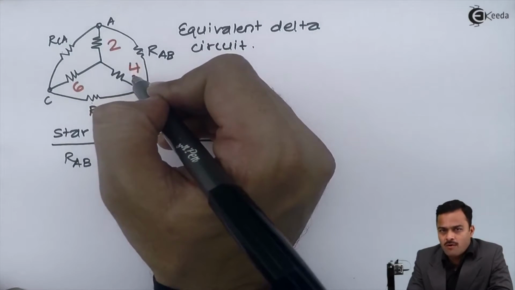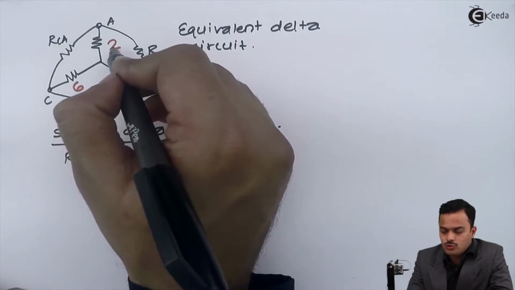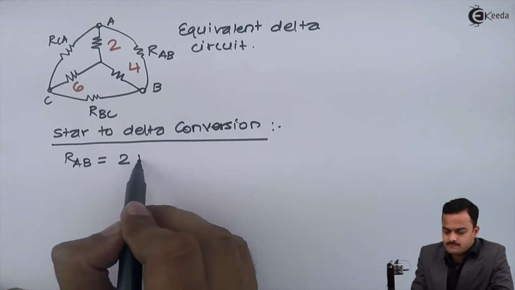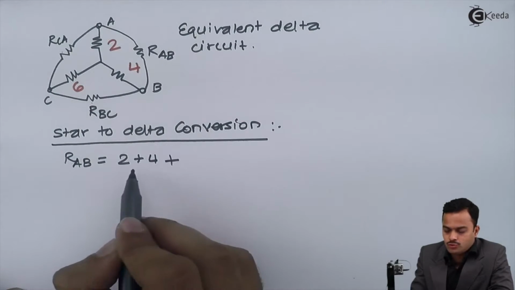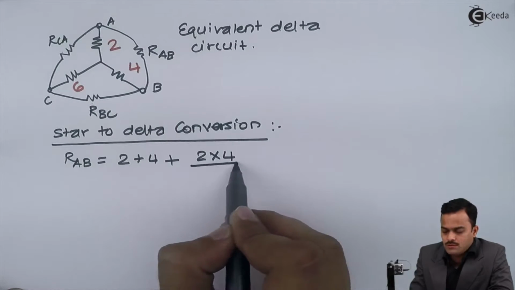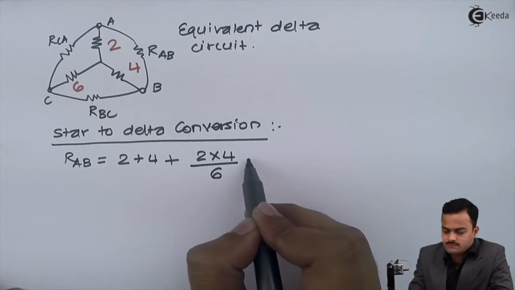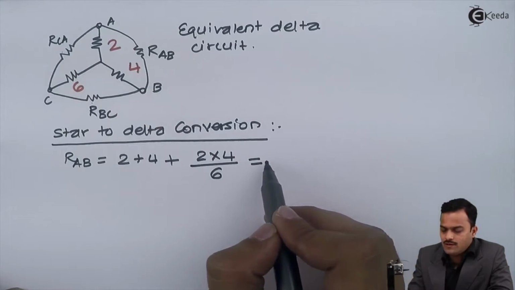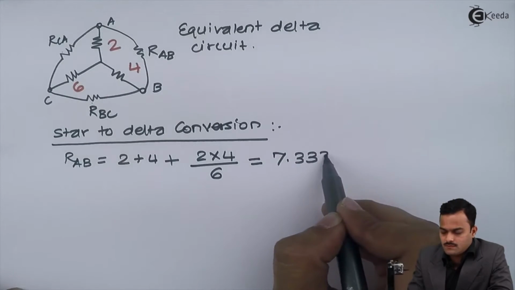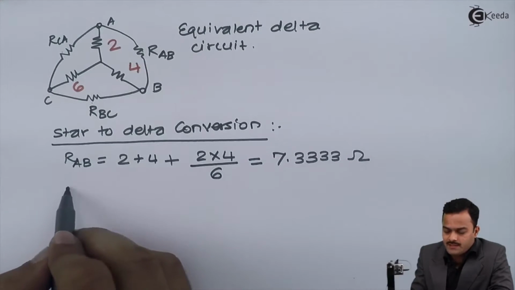RAB is formed by closing these 2 points A and B. In the original star, 2 ohm and 4 ohm were connected. So RAB is given as 2 plus 4 plus 2 into 4 divided by the third resistor, which is 6 ohm. After solving, I'll get an answer of 7.3333 ohm.